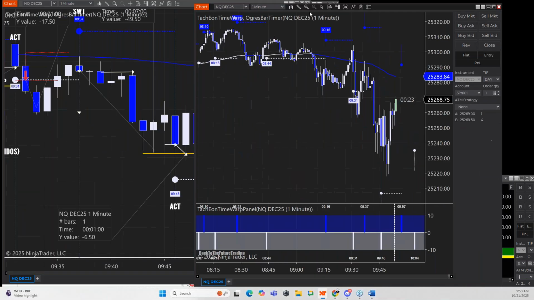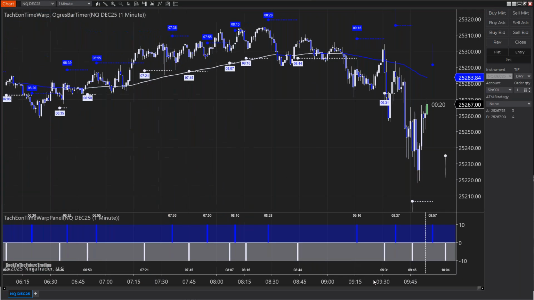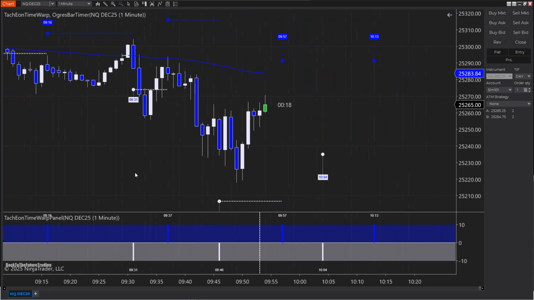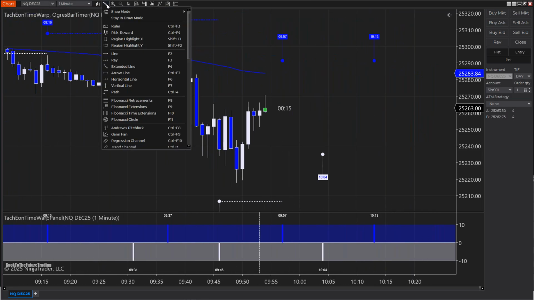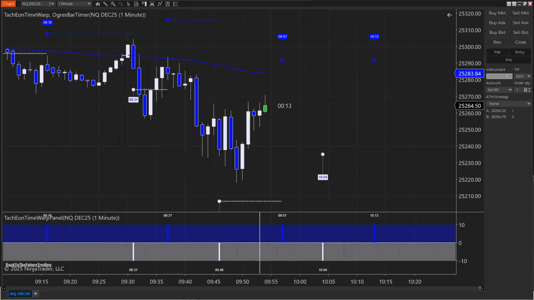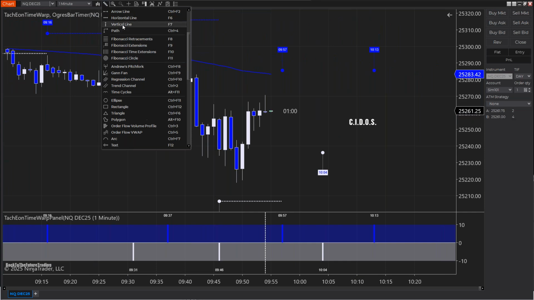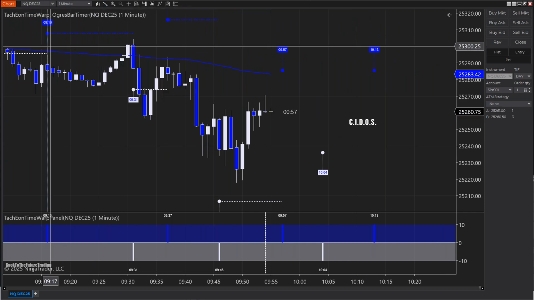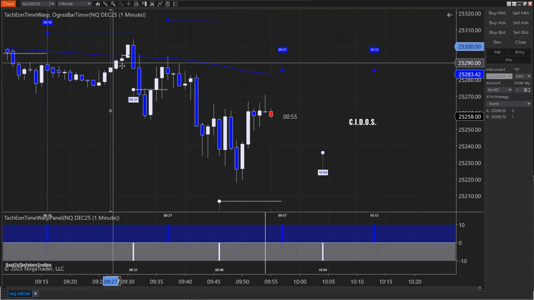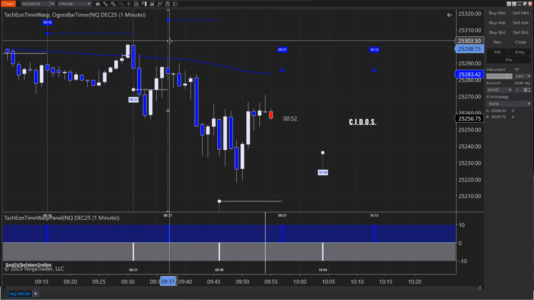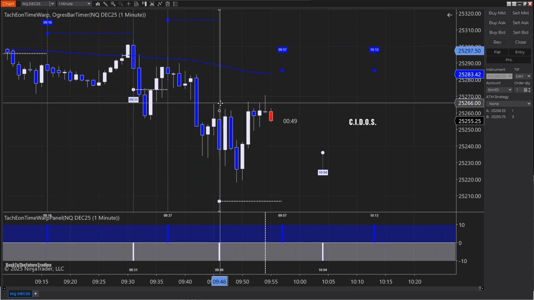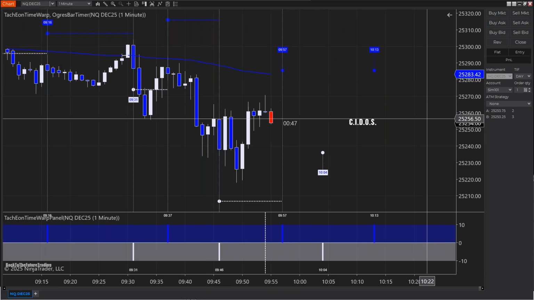Now, over here, we deploy the fourth rogue isolated method, CDOS. Close in the direction of the signal. So I'm going to put some lines here. These are the lines of the timing signals that we were waiting for. 9:16, 9:31, 9:37, 9:46, 9:57.